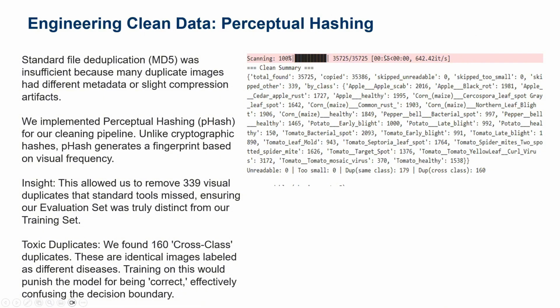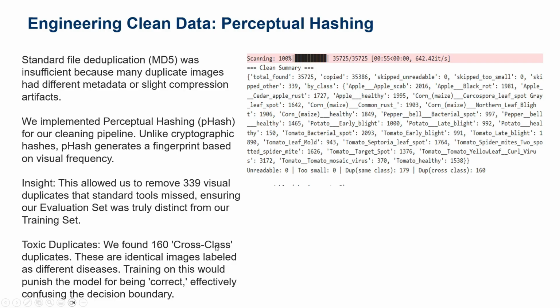Using pHash allowed us to remove 339 visual duplicates. This ensured that our training set and evaluation set were truly distinct, which is essential to avoid data leakage and inflated accuracy. We also uncovered a major issue we called toxic duplicates.